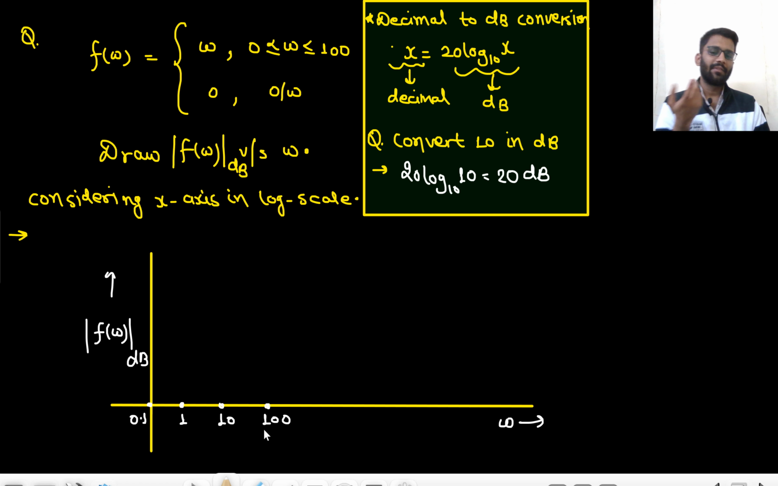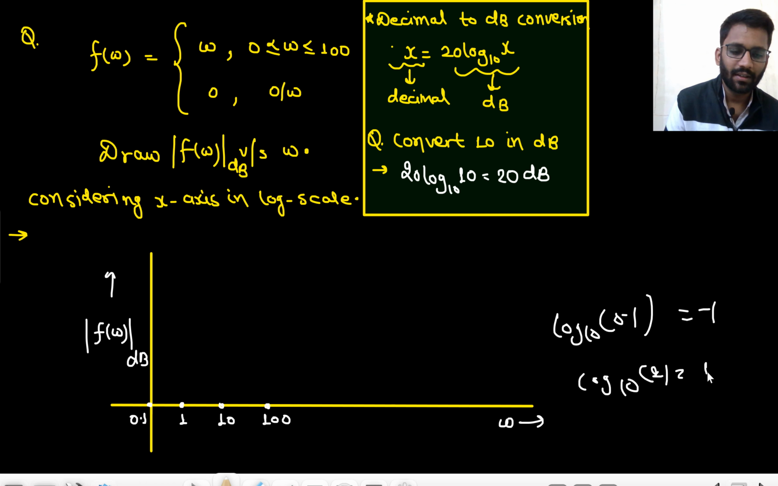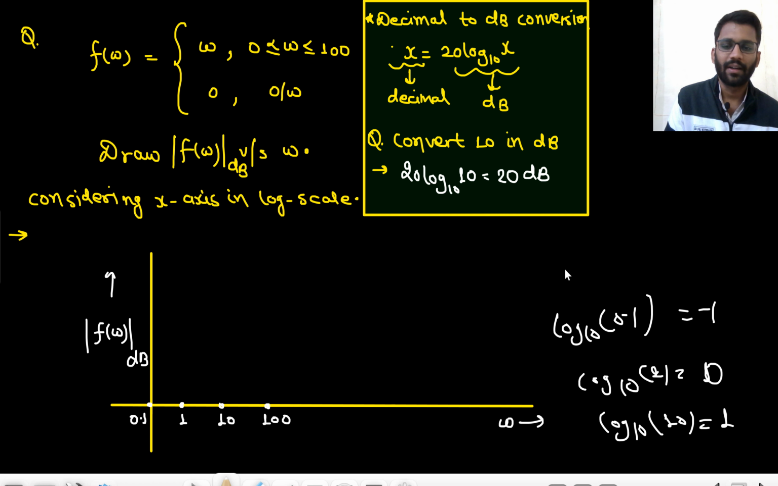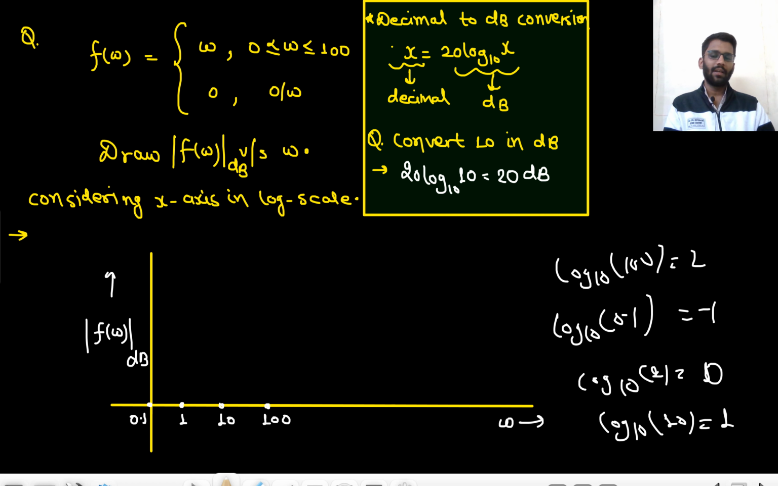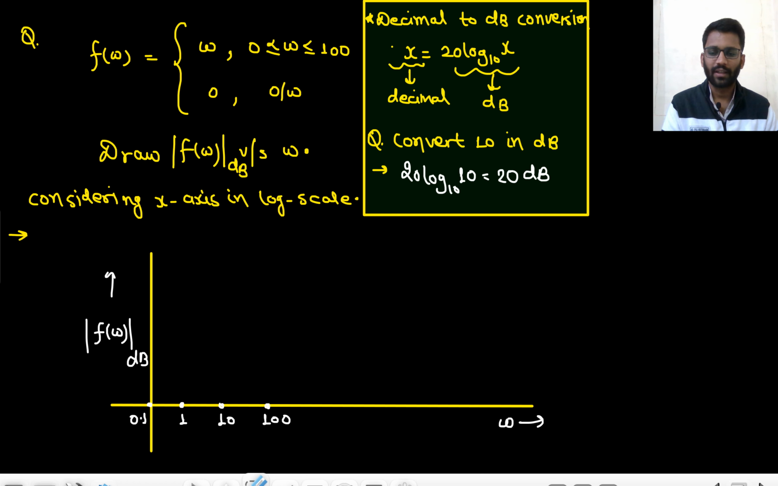Why so? Because log 10 omega will think 0.1 is log 10. If I am applying omega equals 0.1, the axis will think that minus 1 is applied. If omega equals 1, this axis will think 0 is applied. If omega equals 10, this axis will think 1 is applied. If omega equals 100, this axis will think 2 is applied. So that's why there is a constant gap between them, delta, delta, delta.